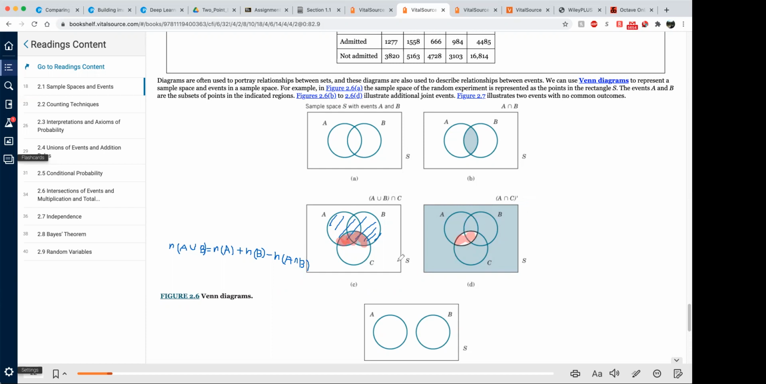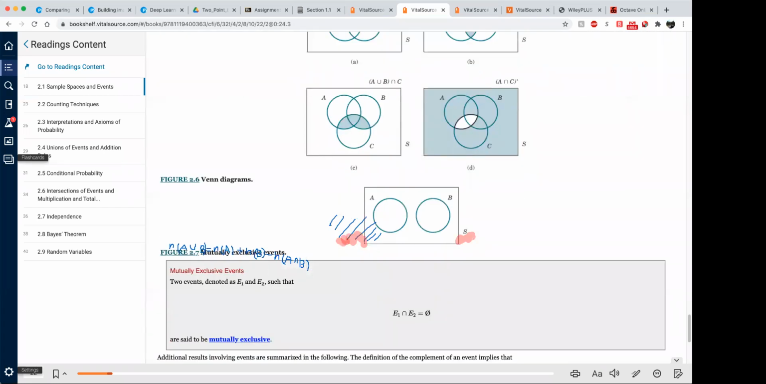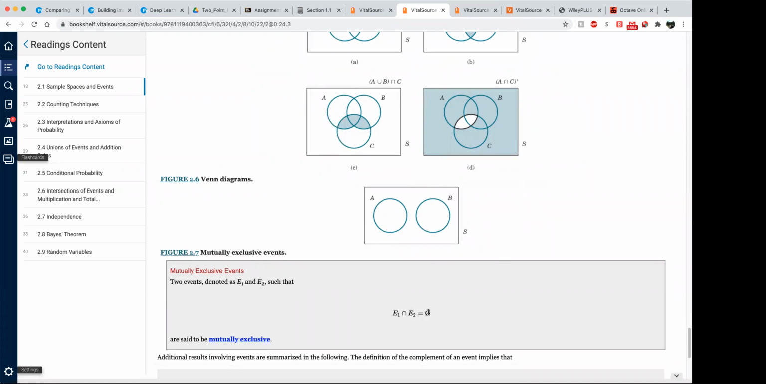And what if two events don't have common outcomes? Then this is the Venn diagram of two events that don't have an intersection, no common outcomes. That's a mutually exclusive event. Mutually exclusive means the two events, denoted E1 and E2, are such that E1 intersection E2 is an empty set, a null set. So this is the Venn diagram of two mutually exclusive events.